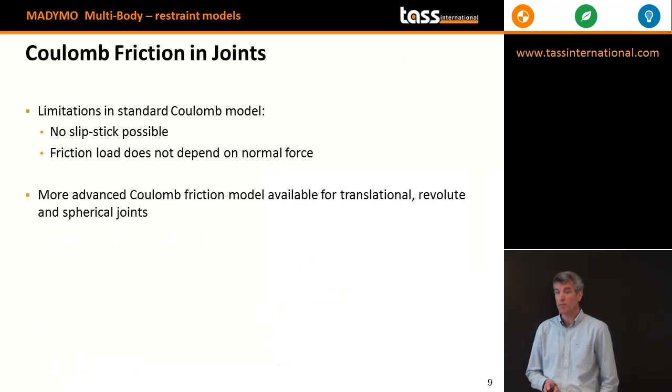Well, basically this has already been addressed in the previous slide. The standard Coulomb model has no stick-slip possible, and the friction force does not depend on the normal force. However, there are more advanced friction models available for the translational, revolute and spherical joint. In general, I would recommend, if you make your own models, to first set up a simple model and specify output such that you do understand how the model is working before you incorporate it into your full model.